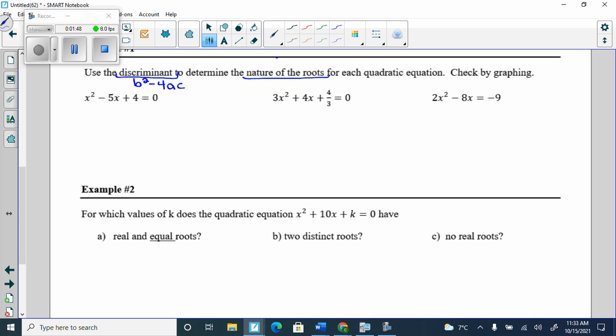Because what's in front of my x squared is my a. If you're on your phone, you're not listening. What's in front of my x is my b, and what's at the back by itself, the constant, is the c. Okay? So we'll do the first one together, and then you're going to do the second and the third.